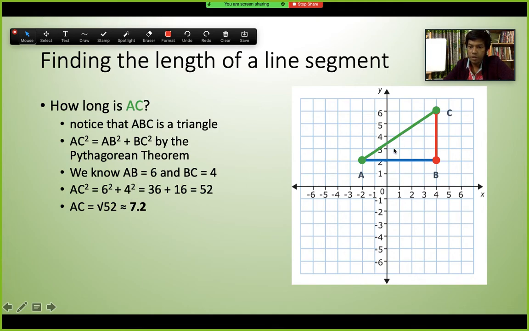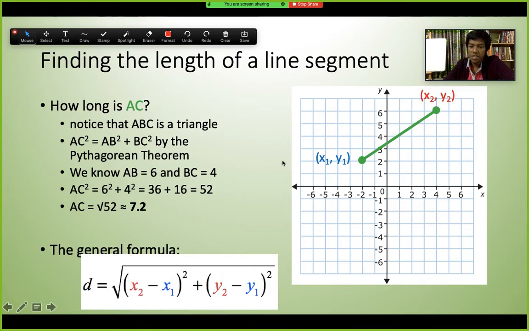So this Pythagorean theorem we can actually use to find the length of the hypotenuse. This is called the hypotenuse. This is one side, this is another side. If you know the two sides of a triangle, this is a right triangle by the way, as you can see, then we can find the hypotenuse by using the Pythagorean theorem. The general formula is this one.